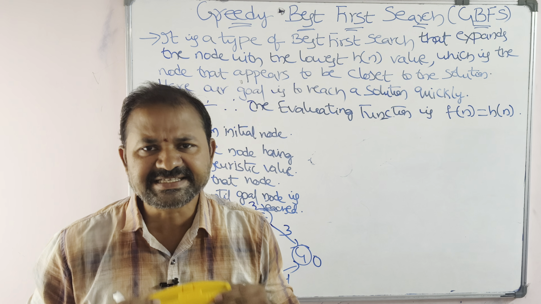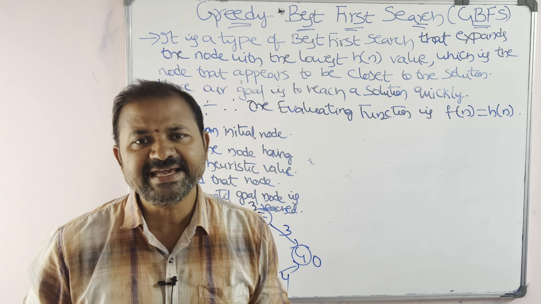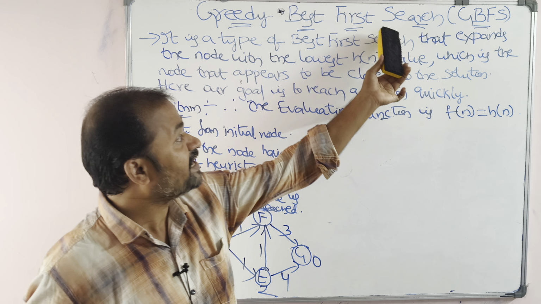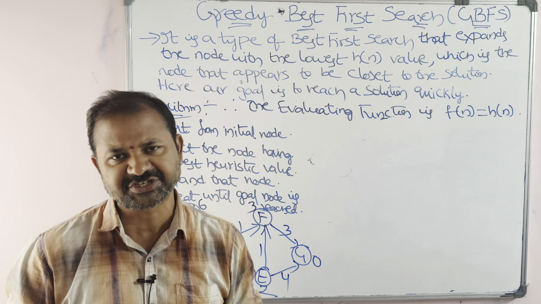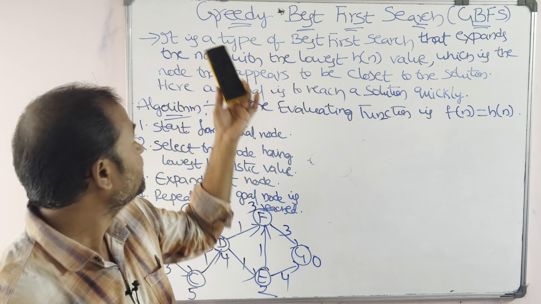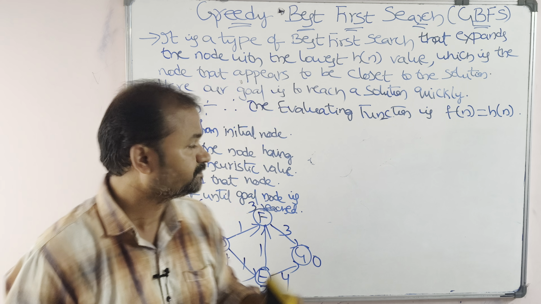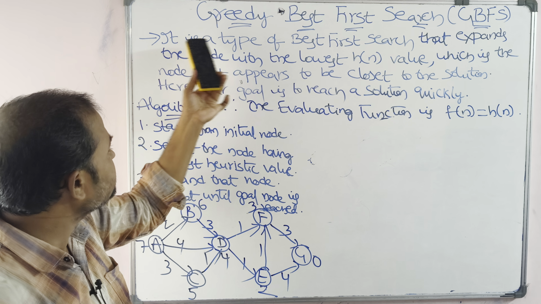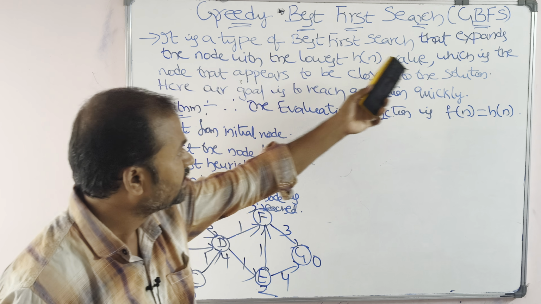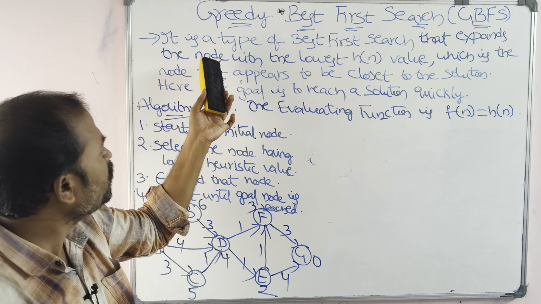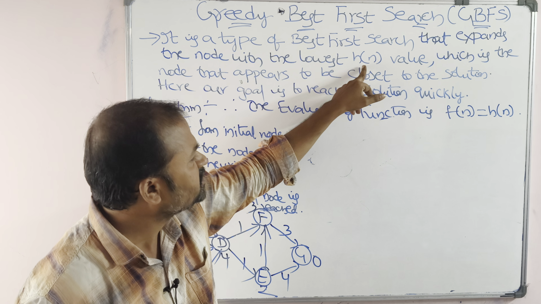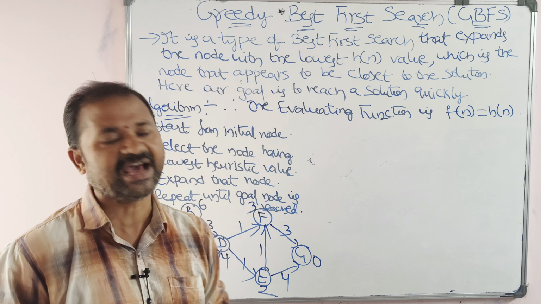Now let us discuss the greedy best first search algorithm. There are different types of best first search, such as recursive best first search and greedy best first search. Greedy best first search is a type of best first search that expands the node with the lowest h of n value. h of n means heuristic value.